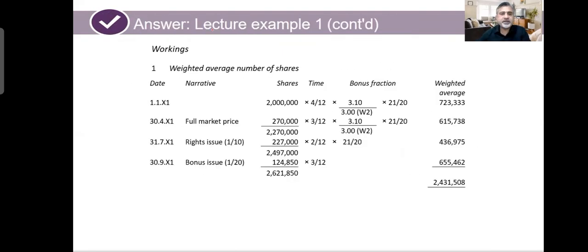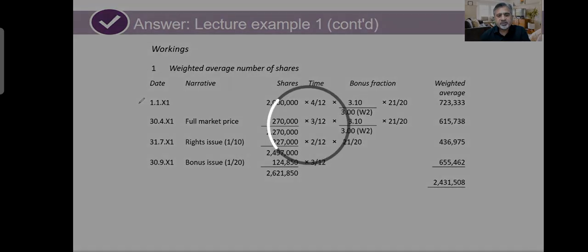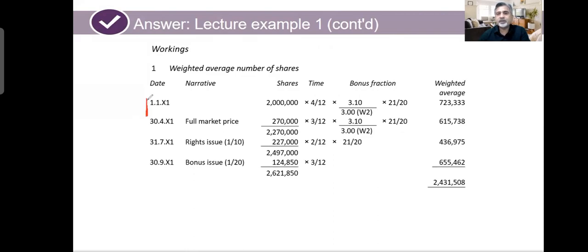See, this was your first period. For the first 4 months, you did not do anything. No full market issue, no rights issue, no bonus issue. In this period, you take both of them because the rights issue and bonus issue apply. So you say 2 million shares, 4 by 12, into the rights fraction, TERP fraction, into the bonus fraction.